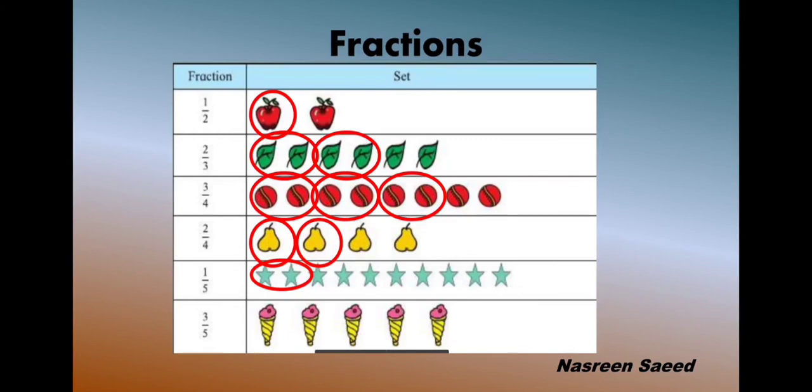The last is ice creams. How many ice creams? 5. And how many sets do we have to circle? 3/5. So one set has only one ice cream. So we'll circle one set, 2 sets and 3 sets. That means 3/5 of 5 is 3.